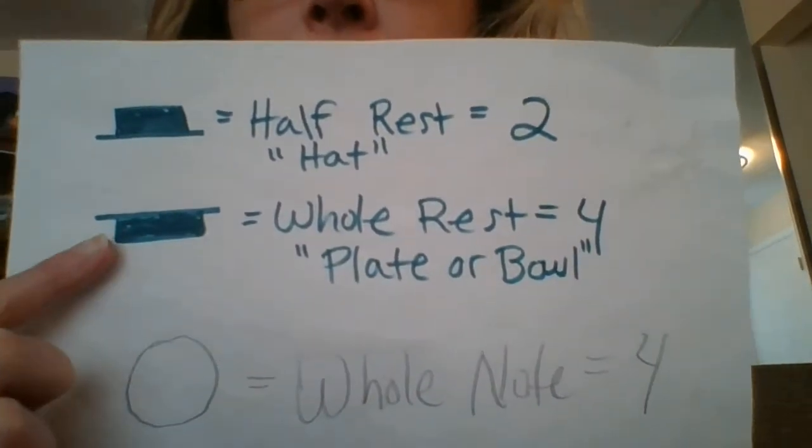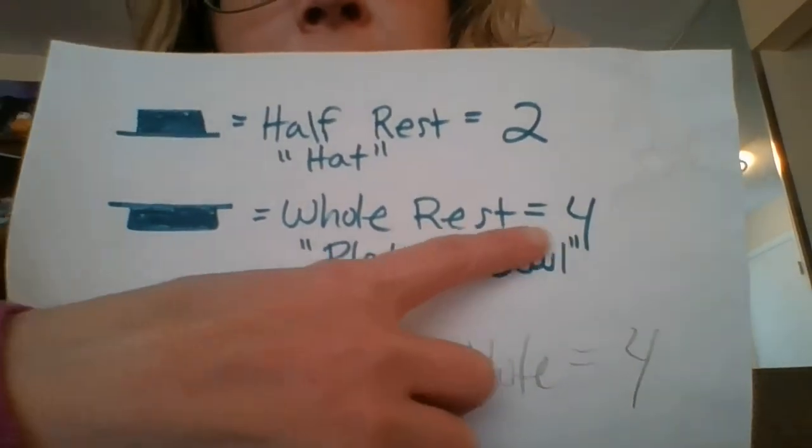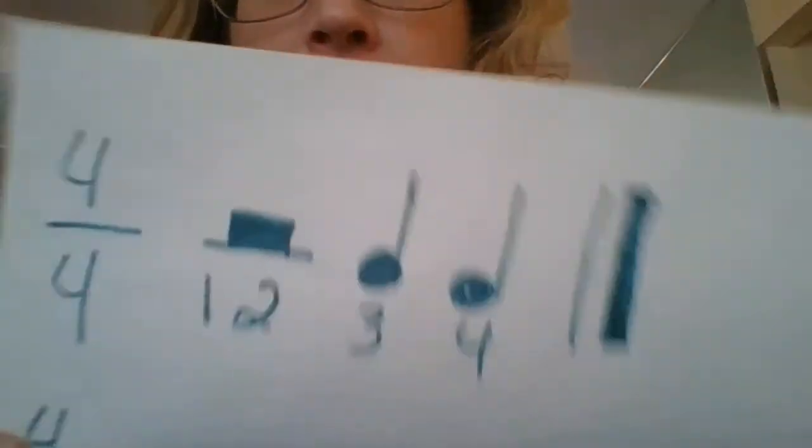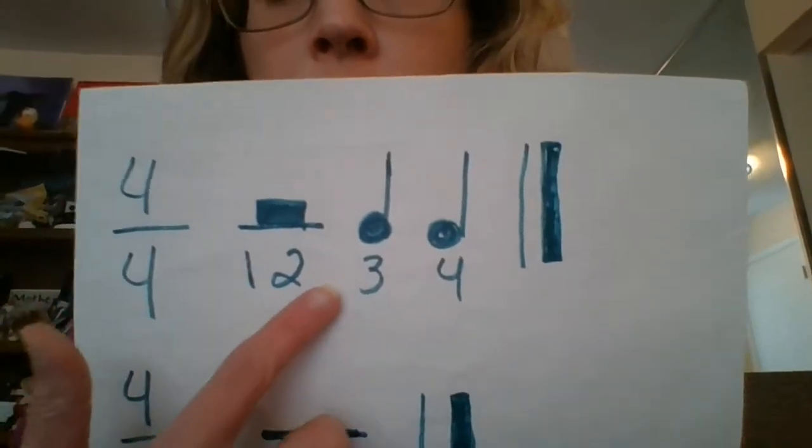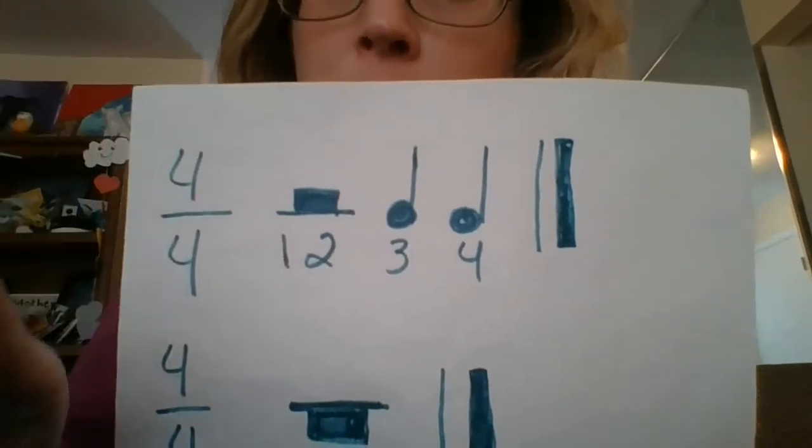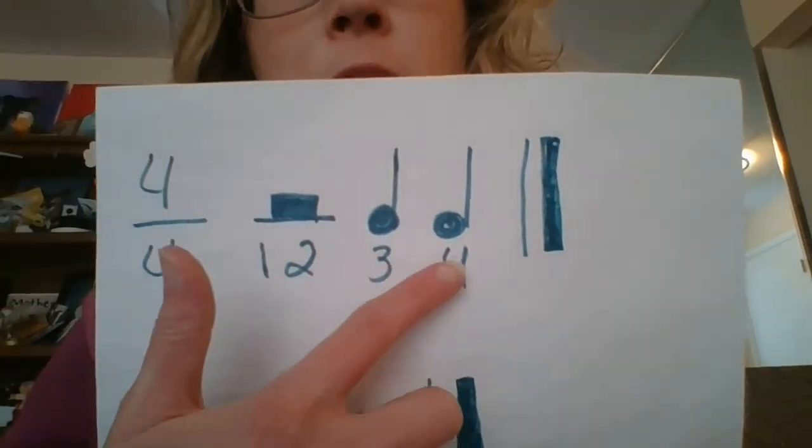Show me with your fingers. This is the whole rest. Show me with your fingers. It gets four counts. So this is the half rest. So it goes 1, 2. So you held your hands to the side for 1, 2. And then you clap and you clap on the quarter notes like we usually do. So it looks like this.